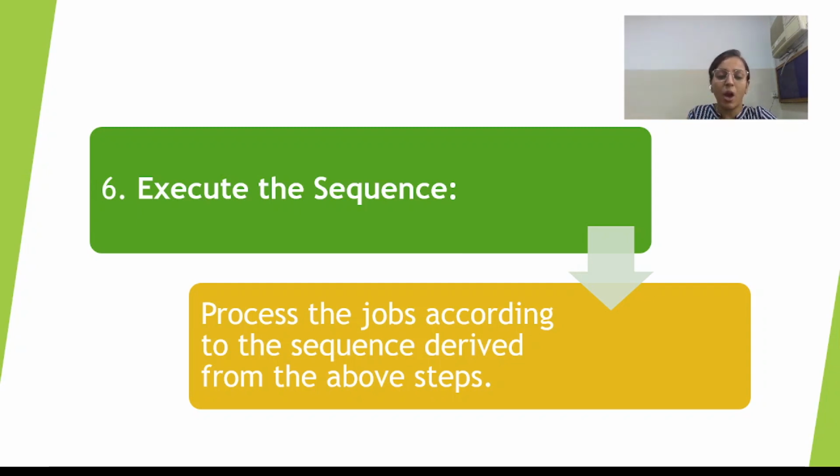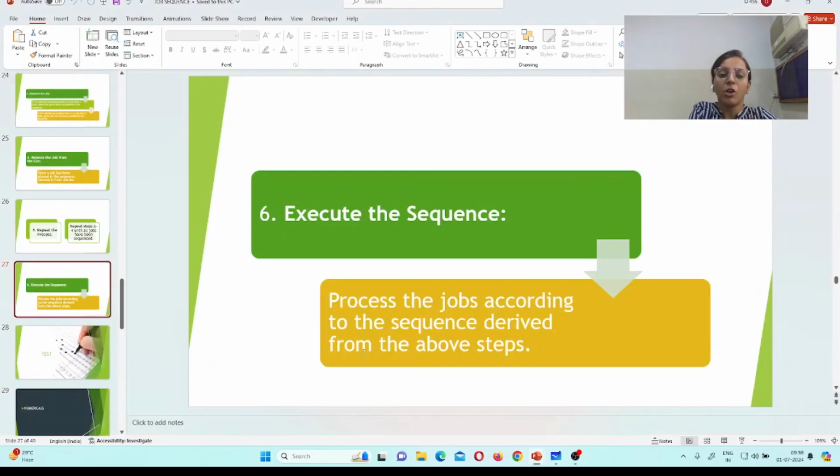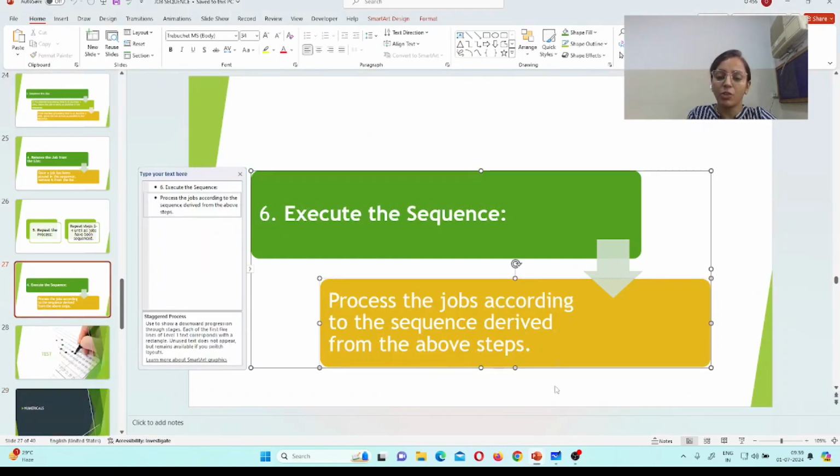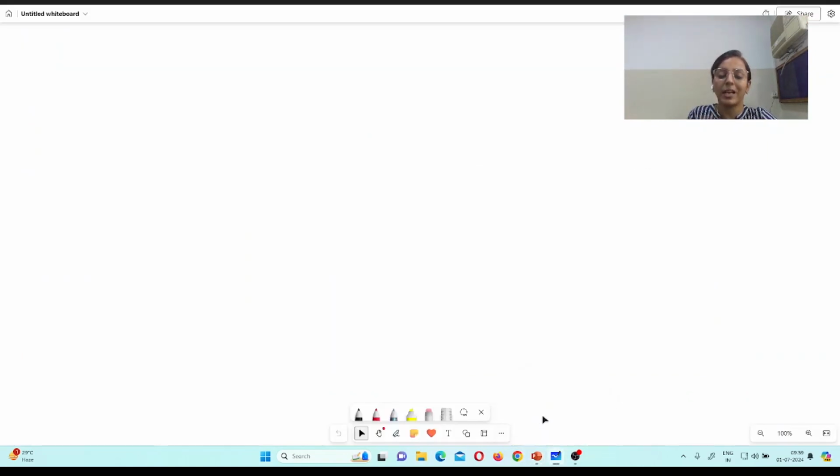Then finally you have to find out the total elapsed time and the total idle time for each job. Right? This is the important thing: you have to execute your sequence and evaluate the jobs in a proper and effective manner. Now with these points, I'm going to tell you one practical example so that you get a better idea of how we actually follow these steps.